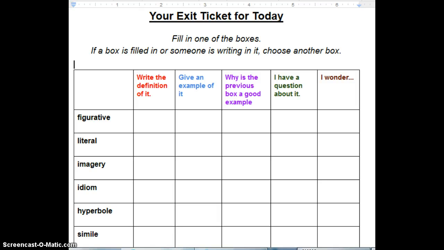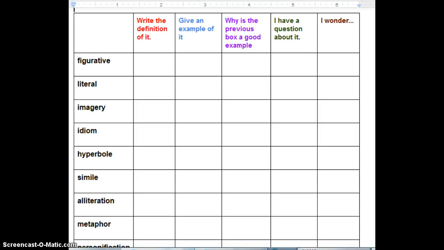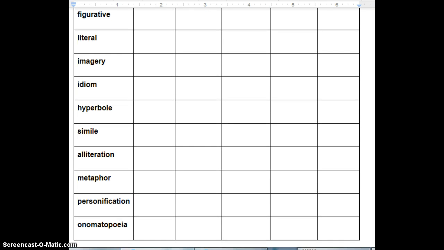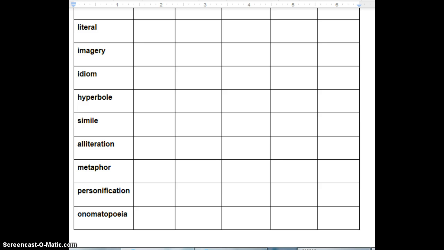The students' exit ticket for direct instruction will start about 5 minutes before the end of the 20 minutes, and the students will choose one of these boxes to fill in, which is in a Google Doc, and they can either write the definition, give an example, or explain why the example that was given is a good example, or maybe they have a question about one of the types of figurative language, or maybe they're just wondering something about figurative language that they want to ask a question about, and we can clear that up on the following day.